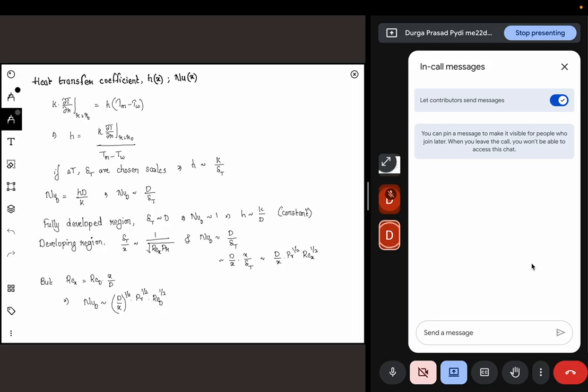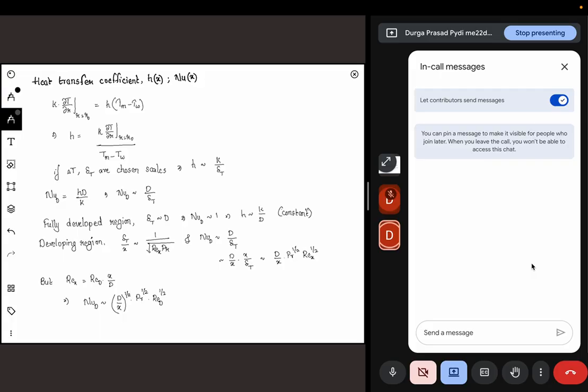Or if you are more comfortable with the notation that heat will be transferred from the wall into the fluid, then h times (Tw minus Tm), whichever notation you are comfortable with, equals k times ∂T/∂r at r equal to r0. And from this, you can write the expression for h as this. And now if we choose the arbitrary scales that T will scale as delta T, both the terms will cancel and h will be in magnitude of this. h will be k by delta T.